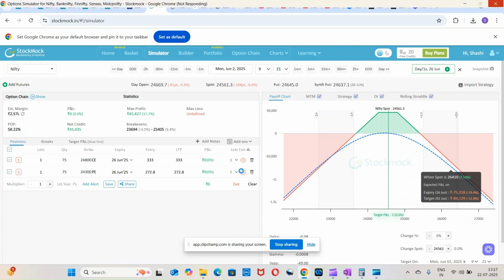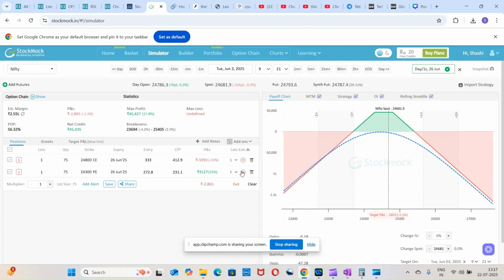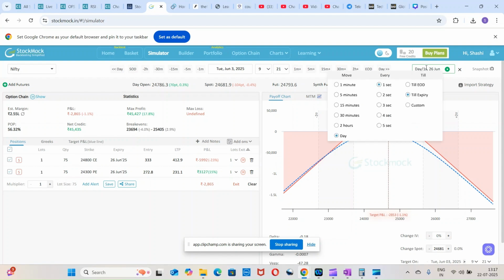Yeah, the computer is slow. Let's see, it takes some time to load. And yeah, so if you see, initially you're seeing some losses. Yeah, that's where I've kept.